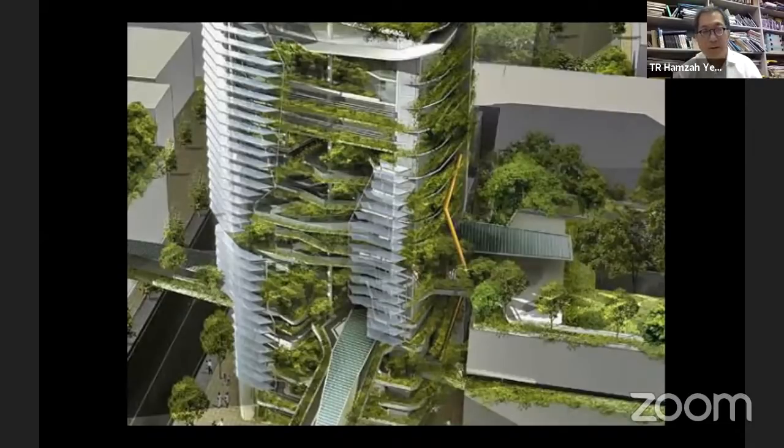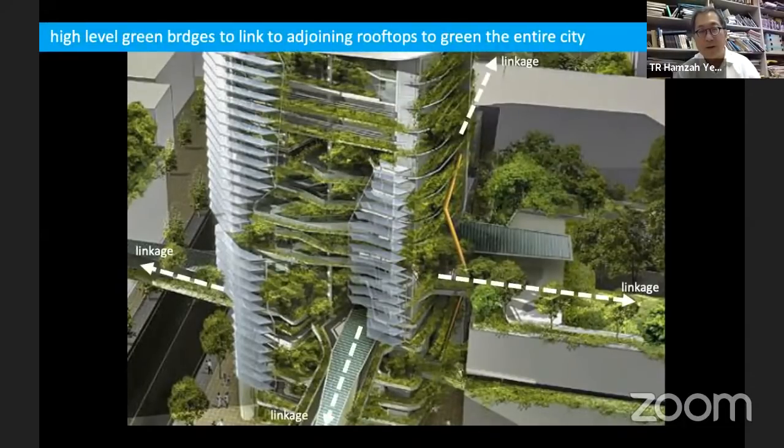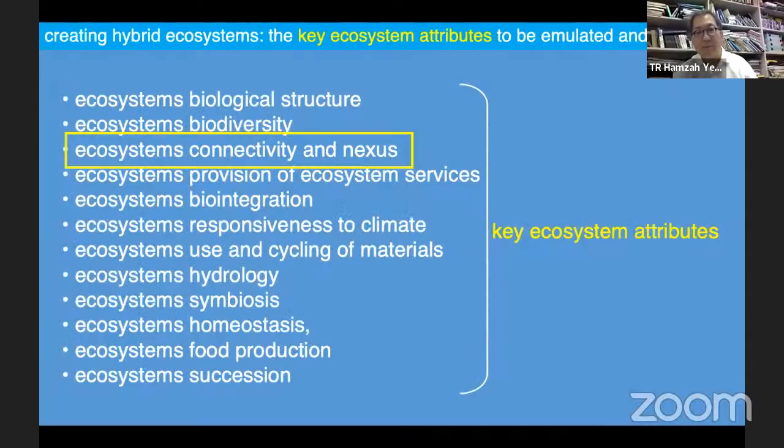The idea was that once we reached the roof level of the adjoining building, we bridge across it. In this way, this building becomes a motivator, a catalyst that seeks to green the city as much as possible. This is just a system in which we could link the city with greenery. So this connectivity and nexus is very important. We need to be able to link the cities, which have been fragmented by human beings.